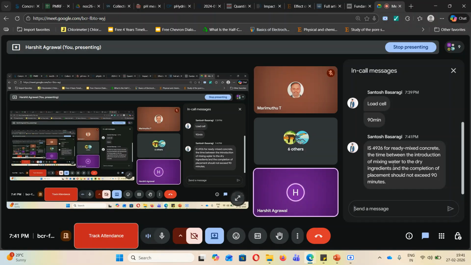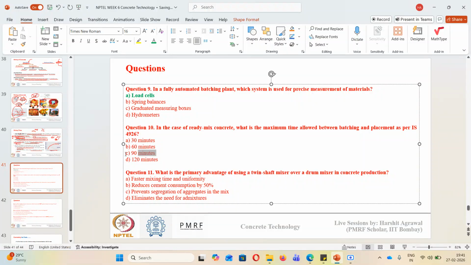The time between introduction of mixing and placement shall not exceed 90 minutes. Yes, the correct answer is 90 minutes. This is present in one of the clauses of IS 4926. The maximum time allowed between batching and placement is 90 minutes, provided that temperature and transit conditions are controlled. In hot weather, this time may be reduced to prevent premature setting. So this 90 minutes is given for a controlled temperature and transit condition.